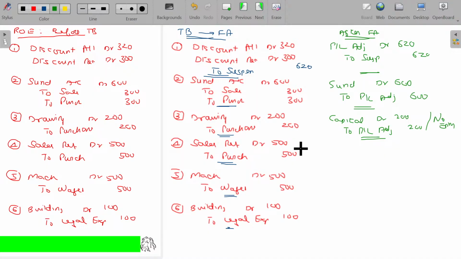Let's go for the fourth one. Sales return and purchases. Sales return is a nominal account, purchase is also a nominal account. Debit side is P&L adjustment account, credit side is also P&L adjustment account. Ultimately, no entry. Machine and wages. Machine is a real account, wages is a nominal account, which should be renamed as P&L adjustment account. So the entry will be machinery account debit to P&L adjustment account. Fine.